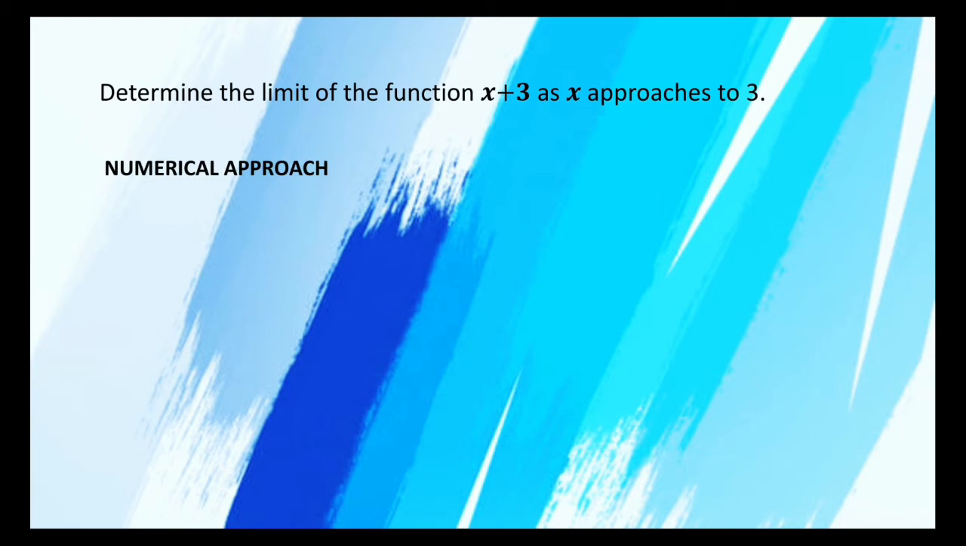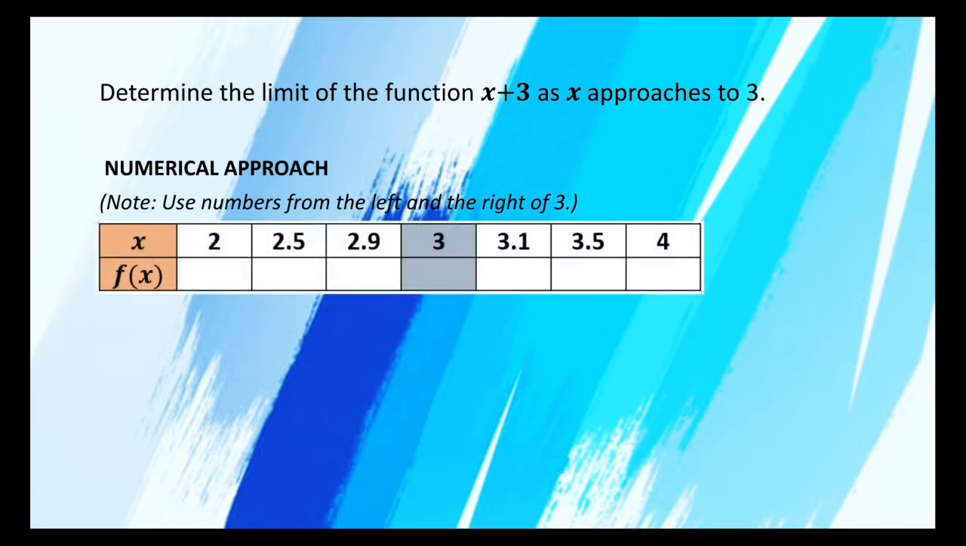Let's try the numerical approach. Use the numbers from the left and right of 3. For this one, you notice we used three numbers on each side of 3, with 3 itself in the middle. From the left of 3, we use 2, 2.5, and 2.9. From the right of 3, we have 3.1, 3.5, and 4. Let's evaluate these, except for 3. Use the substitution method to get the value of each function except for x equals 3.